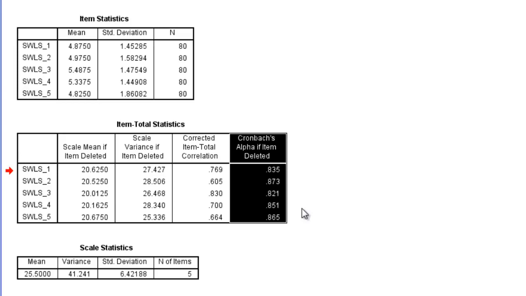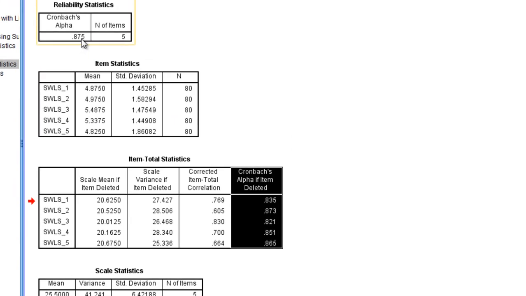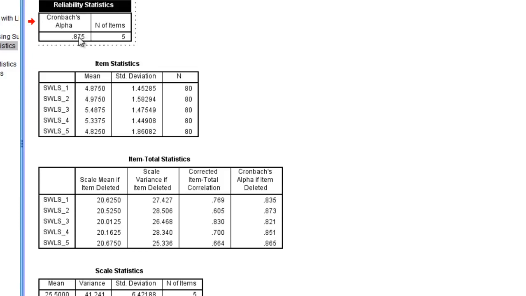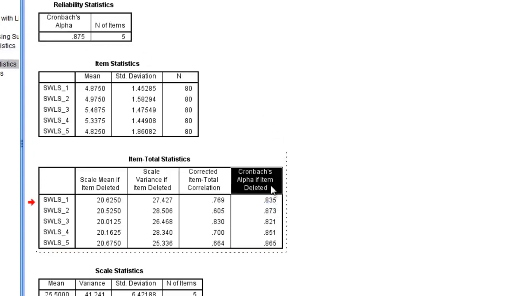Now, if we have a scale that's working well, each item on that scale should contribute to the overall Cronbach's alpha, as is shown right here with the 0.875. Each item should be contributing to this. Another way to think about it is each item should be helping this to get higher or get larger. And what this column, Cronbach's alpha if item deleted, shows us is what the alpha would have been if the item was not included in the scale.